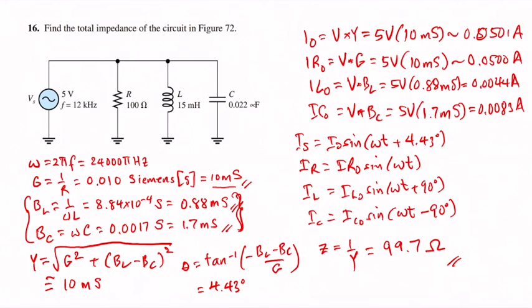Okay, now let's take a look at the parallel series circuit example. If you recall that in this example, we have a voltage source of 5 volts and a frequency of 12 kilohertz, and a resistance of 100 ohms, an inductance of 15 millihenry, and a capacitance of 0.022 microfarad. We've already solved these quantities before. The conductance, the susceptances, and the admittance, and also got the currents, and also finally got the impedances.